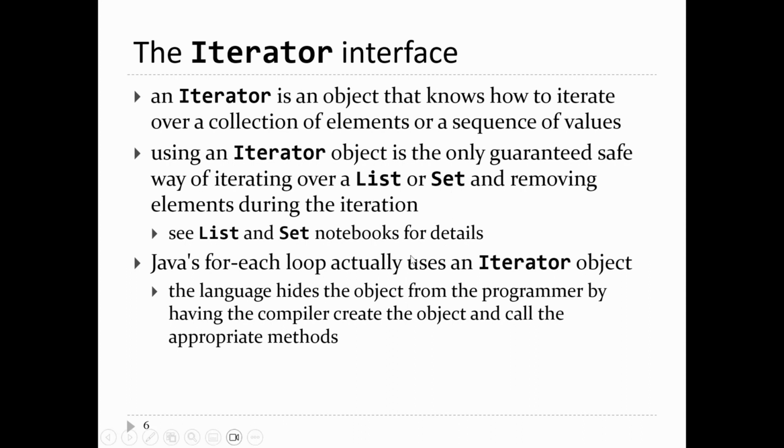So when you write a for each loop that runs over a list, the list is actually making you an iterator object, and the compiler is using that object to visit every element in the list. The same is true for sets and for maps. In a map you have an iterator over the key set, and it's also possible to iterate over the values.